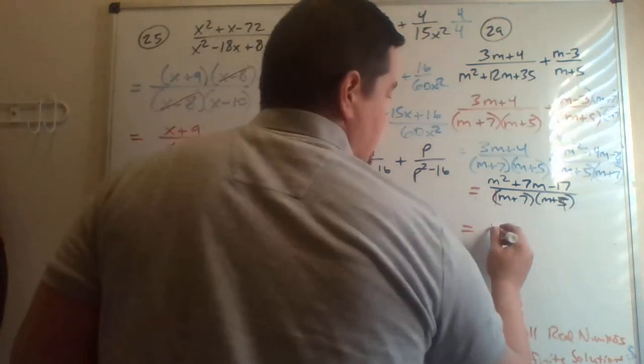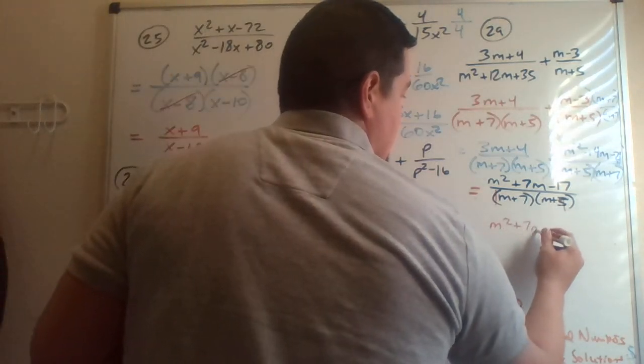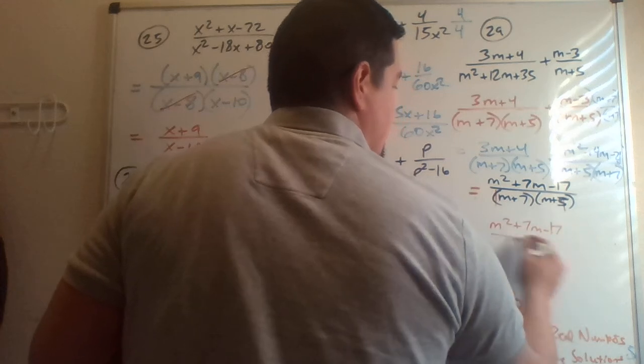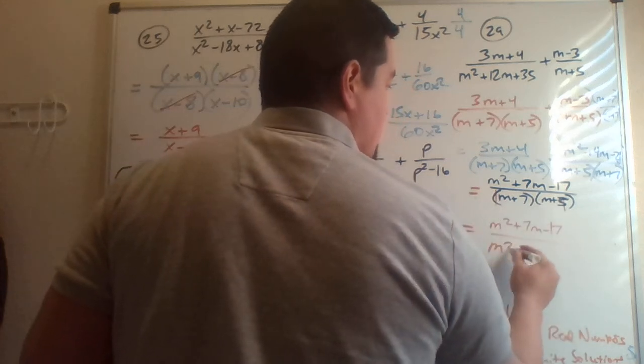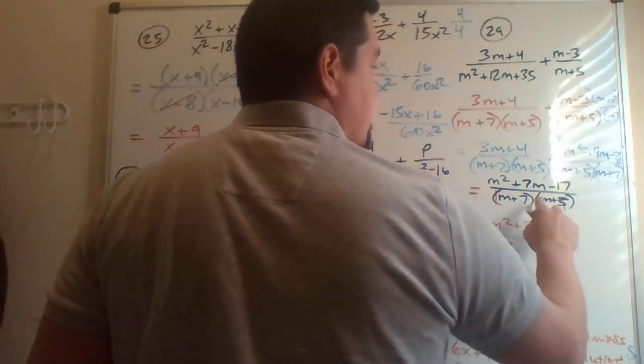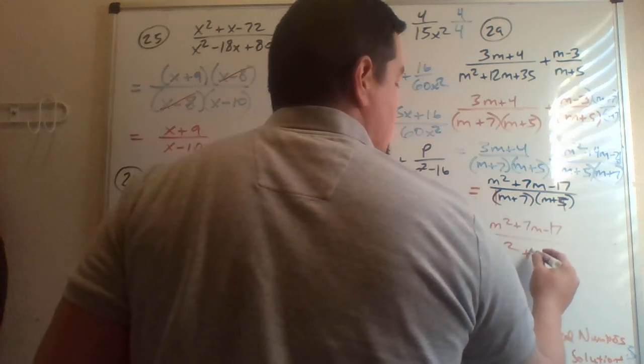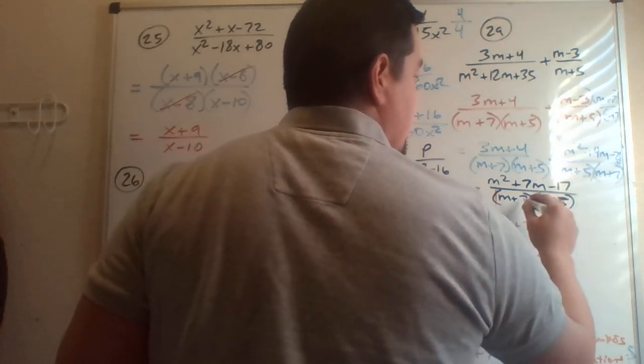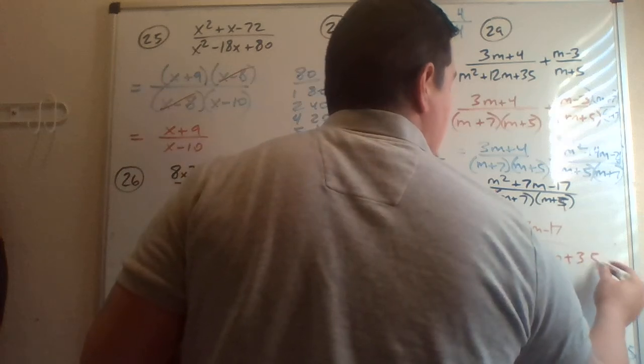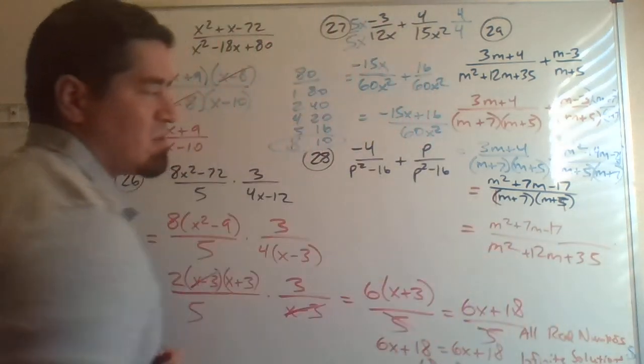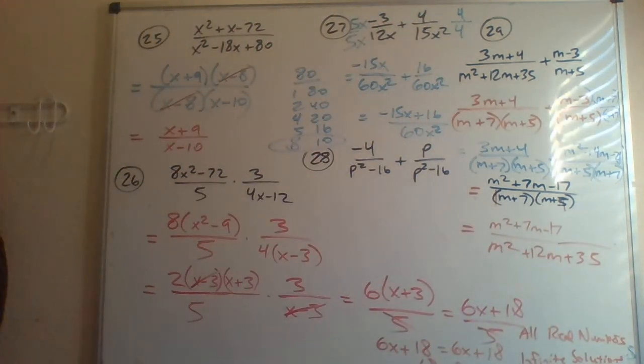The only other possible way you could see it is to actually multiply out the bottom. The m times m is m squared. M times 5 is 5m. 7 times m is 7m. That adds up to 12m. I did my little shortcut there. 7 times 5 is 35. Okay. If you need to do the extra steps to get to that, then go for it. But that's it in a nutshell.